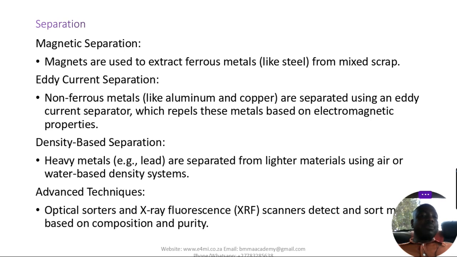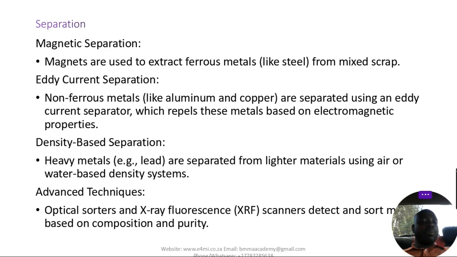So after shredding, then it's time to further purify the ore that we are now having, rather the raw material, by separating it from the contaminants. So we can also use what we call magnetic separation, where magnets are used to extract ferrous metals like steel, and they are the ones that can stick onto a magnet. We can also use eddy current separation, where non-ferrous metals like aluminium and copper are separated using an eddy current separator, which repels these metals based on electromagnetic properties.